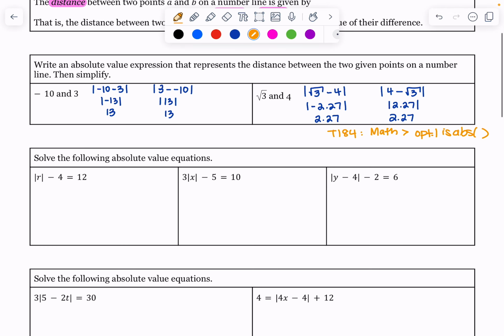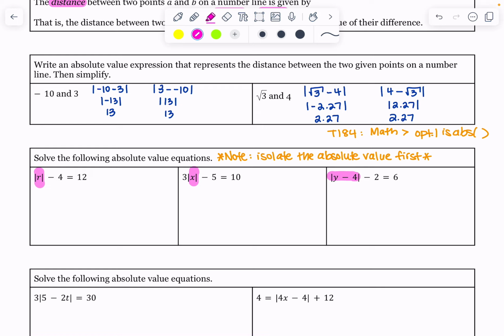All right, for this next section, it says solve the absolute value equations. And I do want to make a note here. When we're doing this, we need to isolate the absolute value first. So before we try to do anything, our first goal is to isolate the absolute value. So like on this first one, we want to get absolute value of r by itself. On the second one, we want to get the absolute value of x by itself. And then on that third one, we want to get the absolute value of y minus 4 by itself first. All right, let's go ahead and do it.